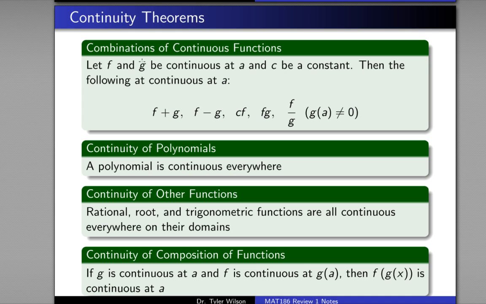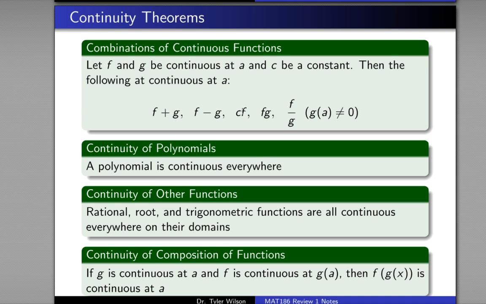If you know that f and g are continuous at a point, say you know that sine x is continuous at 0, and cos x is also continuous at 0, and c is any number, then the following things are true. If you add the two functions together, that's also continuous at a. If you subtract the two functions, that's also continuous at a.